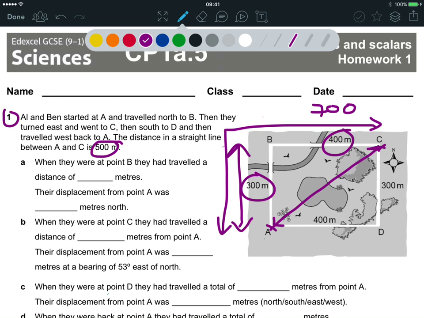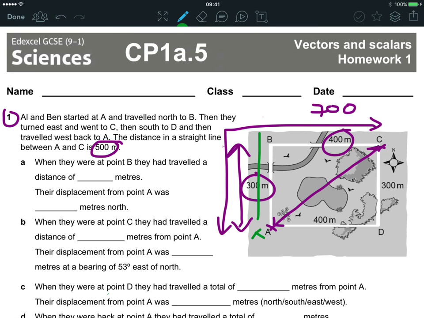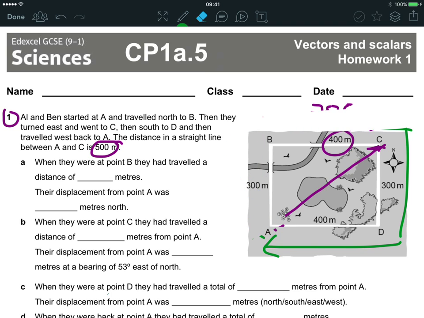Okay, so in the question, we have Al and Ben, and they're starting at point A and they're travelling all the way around this rectangle, and they return to their starting position at A. Okay, that's all contained in the text at the top. So let's get on with answering the first question then.